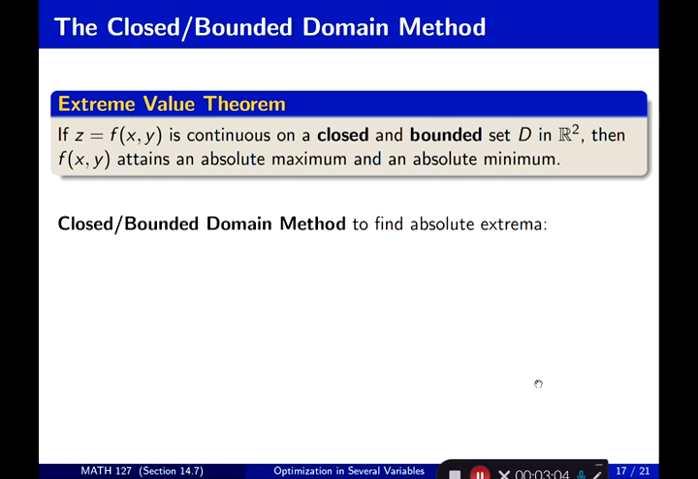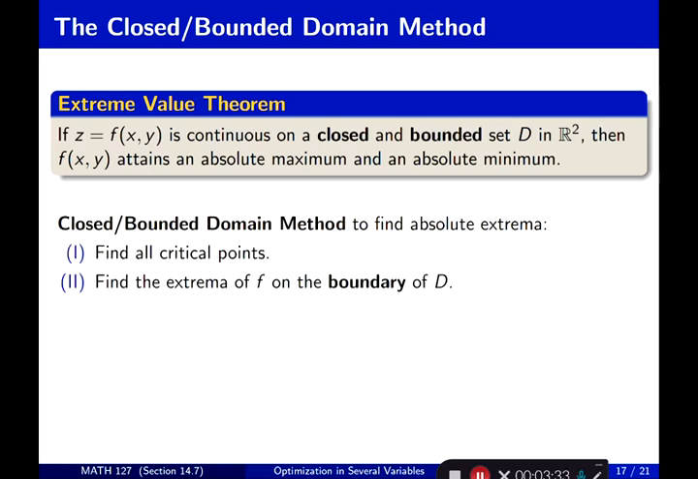So what is the closed and bounded domain method? The extreme value theorem, as we just repeated, requires a closed and bounded domain in R2, and the function has to be continuous, then you attain the absolute min and max. So the closed and bounded domain method to find the absolute extrema has to start with critical points. So step 1, find the critical points. Step 2, find the extrema of f on the boundary of D. This one requires a little bit of calculus 1.